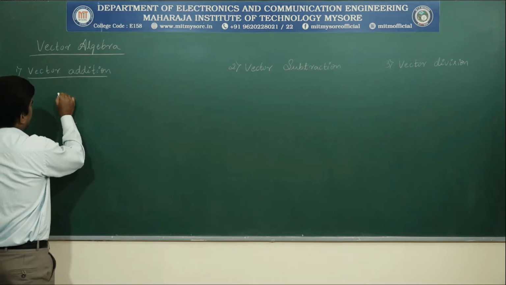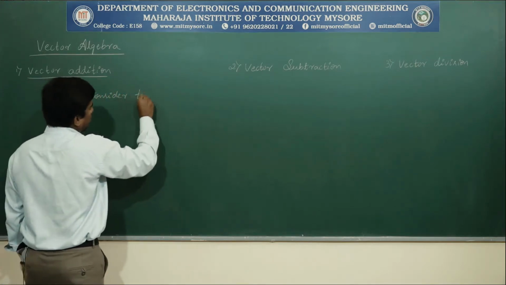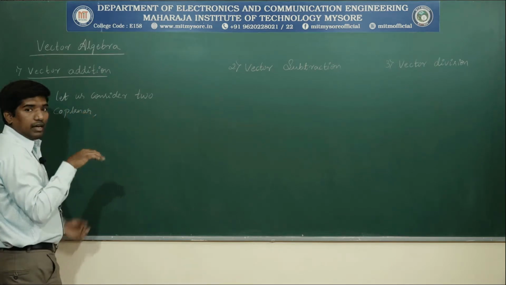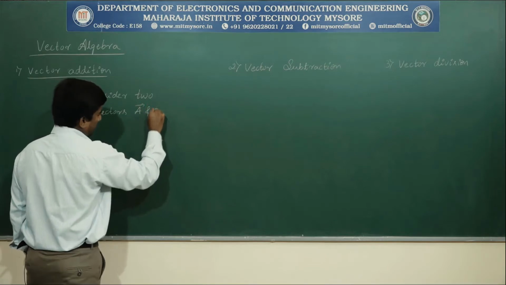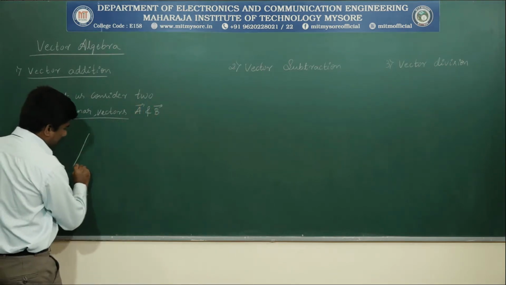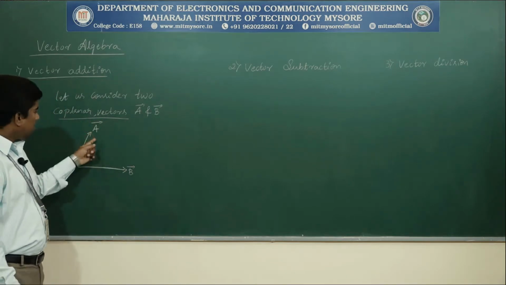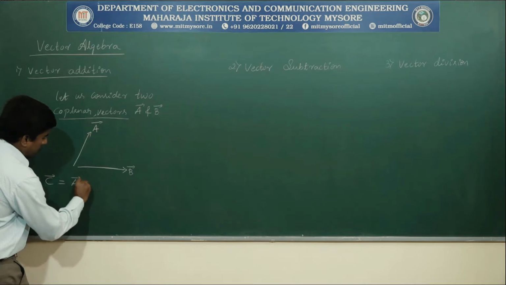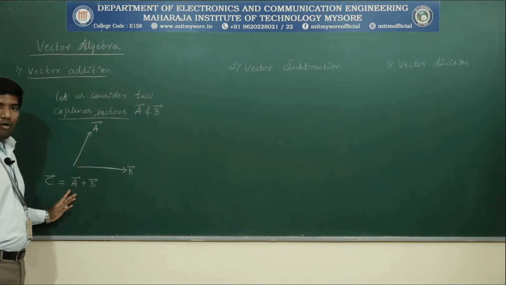Let us consider two coplanar vectors. Coplanar means two vectors are in the same plane. Let us consider two coplanar vectors A and B. So let us have two vectors A and B in this fashion. To perform addition between these two vectors, the resultant vector is C. Vector C is equal to vector A plus vector B. How to perform vector addition between two coplanar vectors?